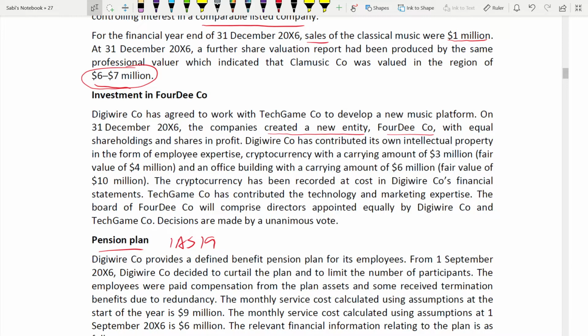With equal shareholdings. That means more than one shareholding is there. And also they share the profit. That shows there are multiple shareholdings. So Digiwire has contributed its own intellectual property in the form of employee expertise, cryptocurrency, okay, with a carrying amount of 3 million, fair value of 4 million. Carrying amount is 3, fair value is 4. And an office building with a carrying amount of 6 and a fair value of 10.